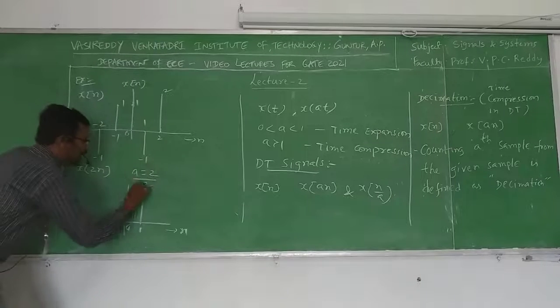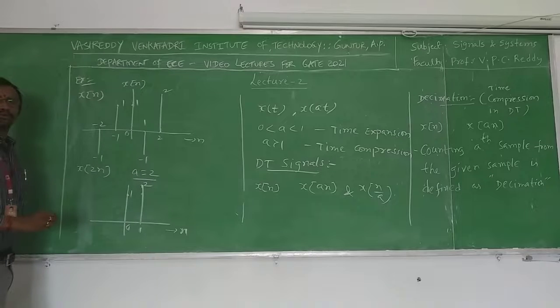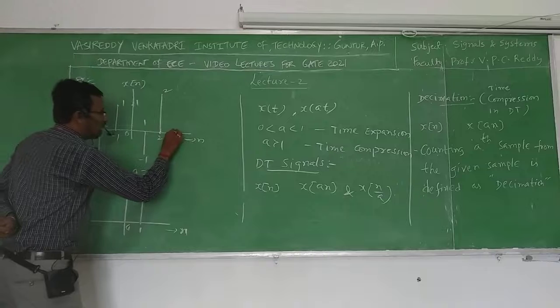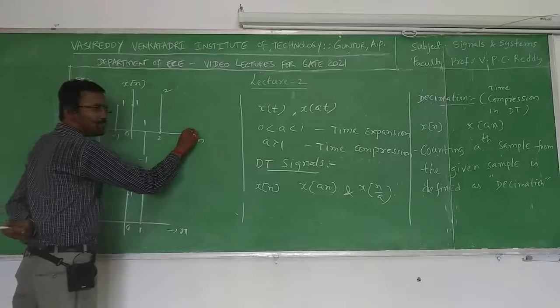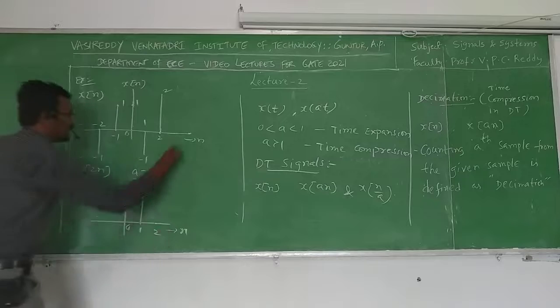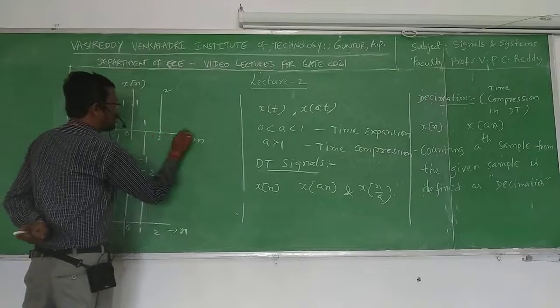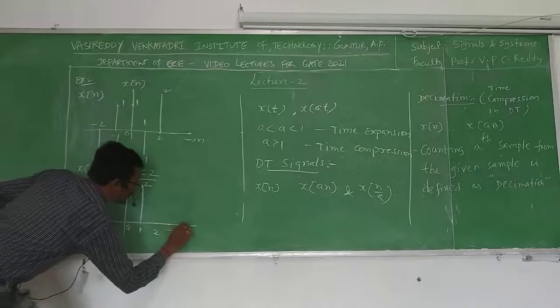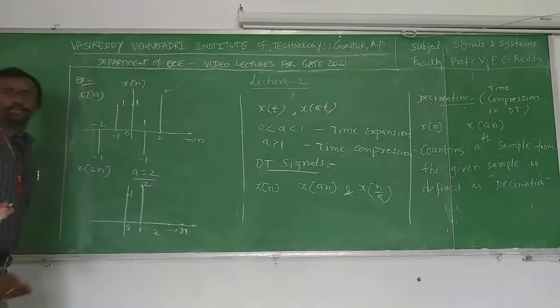The sample which was 2 in the original signal is now at n equal to 1, with value 2. Why? Because our scaling factor is a equal to 2, we are counting the second sample. Similarly, start here, 0, 1, 2. Do we have any non-zero sample here? No. That's why here it is 0. Again starting from 0, 1, 2, and likewise. So all our remaining samples are 0.